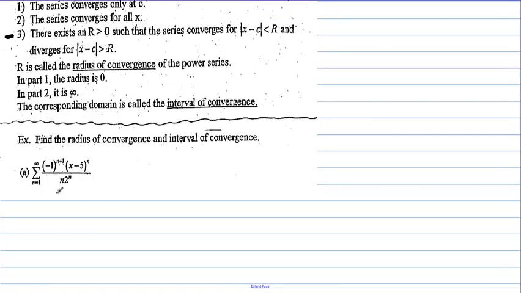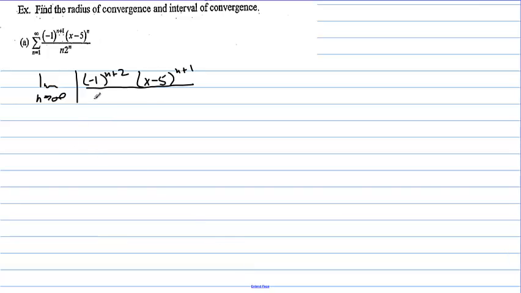All right, what are we talking about? Let's just do the ratio test for letter A, and in the end, we're going to look at the interval of convergence and the radius of convergence. So we have the limit as n approaches infinity of negative 1 to the n plus 2 times (x minus 5) to the n plus 1 all over (n plus 1) times 2 to the n plus 1.